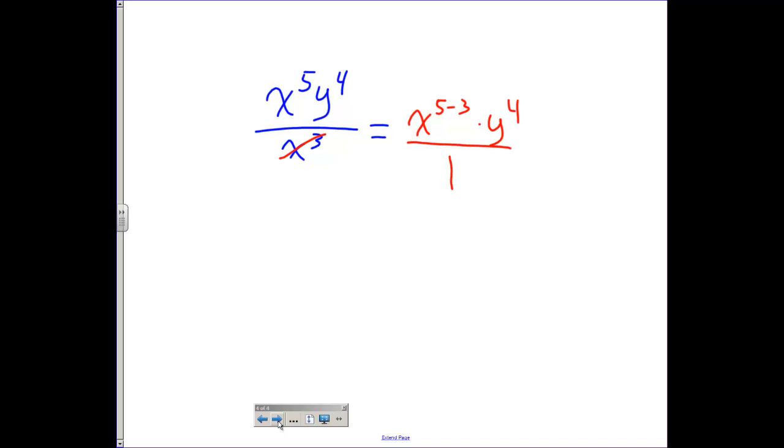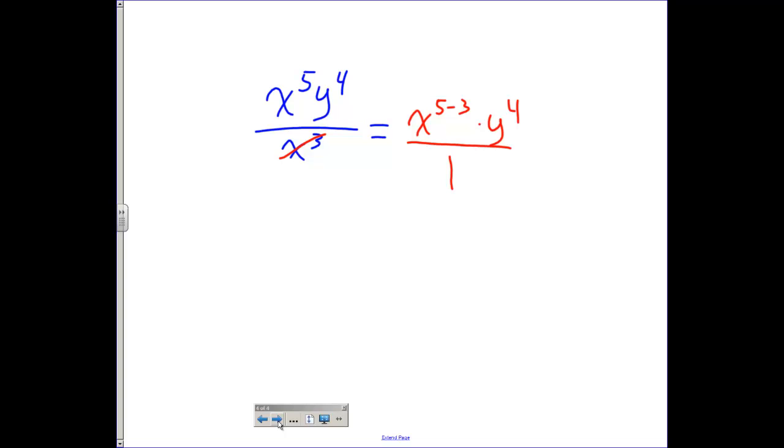If we have multiple parts, let's say we have something like x to the 5th power, y to the 4th over x to the 3rd power. Well, only the x's can cancel each other out. So we would have x to the 5 minus 3 times y to the 4th. And since there's not going to be any more x's on the bottom, we can put this over 1, or we can just leave no 1 under the bottom.